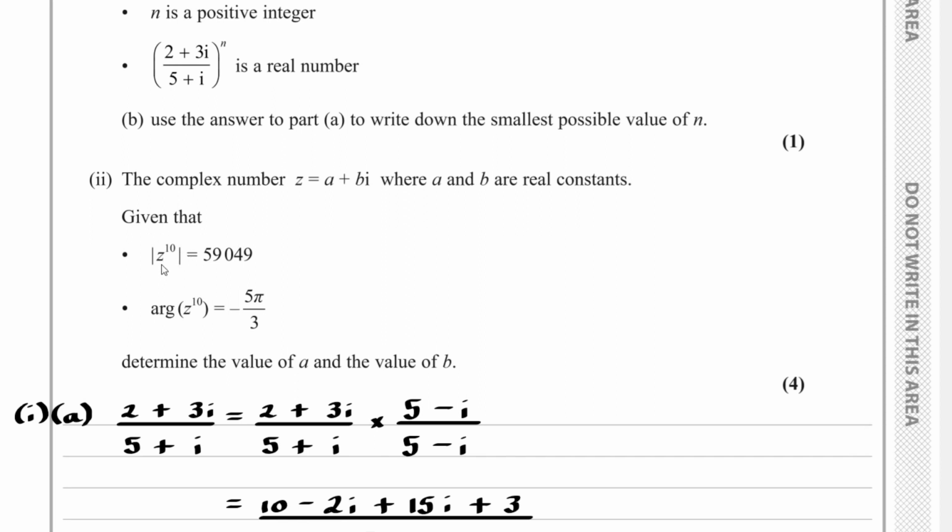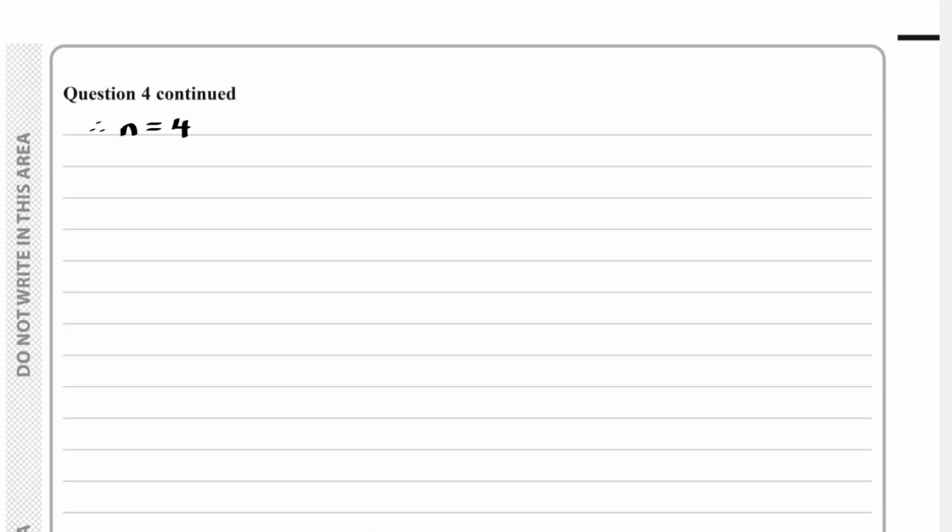Given that the modulus of z to the 10 is equal to 59,049, and the argument of z to the 10 is equal to -5 pi over 3, we have to determine the value of a and the value of b. To begin with, if z is equal to a plus bi, then z to the 10 is equal to (a plus bi) to the 10. And what we can do is rewrite this using De Moivre's theorem.